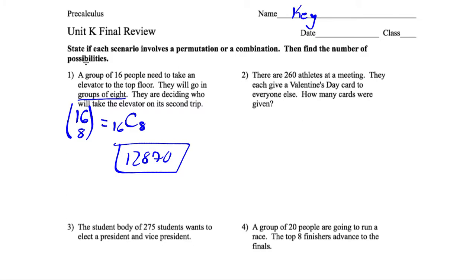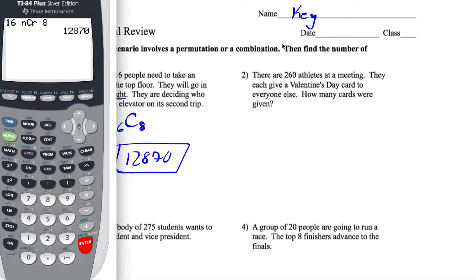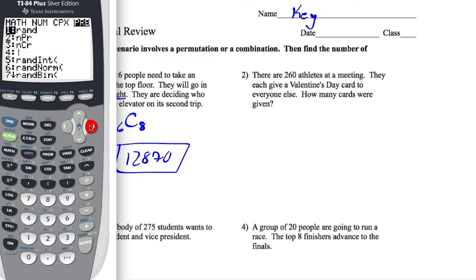So you're giving a card to each person. If you have 2 people, person A and person B, if you give a card to person A and then a card to person B, is that the same as giving the card to person B and then person A? Well, no, because they're different cards. So this is a weird one. This is a permutation. So of the 260 athletes, how many are you giving a card to?